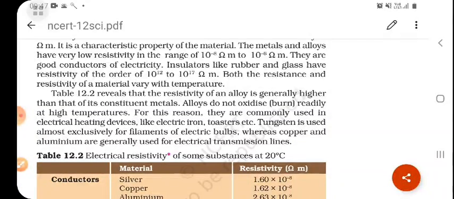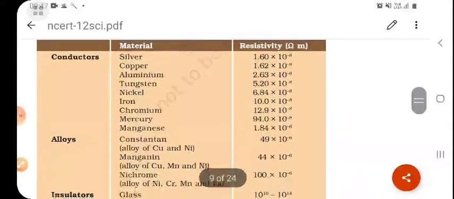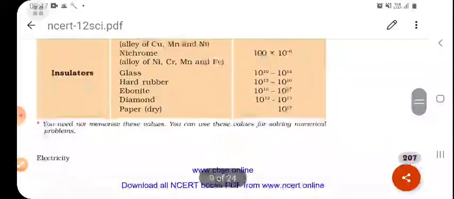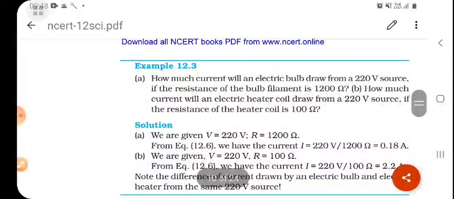And insulators like rubber and glass have resistivity of the order of 10 to the power 12 and 10 to the power 17 ohm meter. Okay, tungsten. There are different alloys which are used as heating devices for the same reason, because their electrical resistivity is very low, and the elements which have low resistivity have very high conductivity, that is, they are good conductors of electric current. Okay, so in this example you can calculate the value of current.